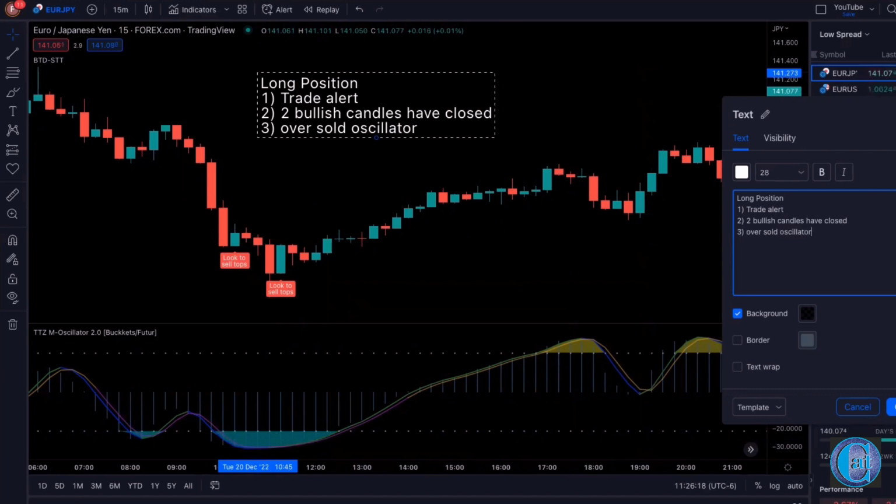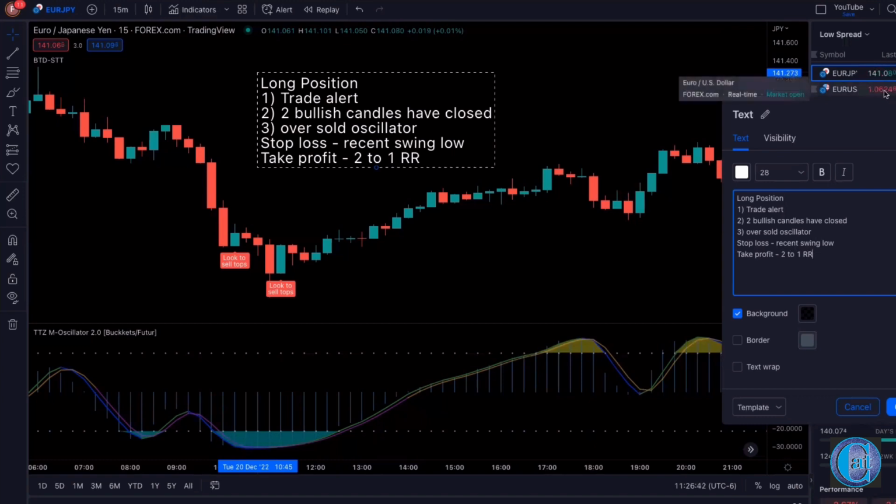And then for this stop loss, it will be the recent swing low. Take profit on this one, we're going to be doing 2 to 1 risk to reward. So even if you have some losing trades, your winning trades are going to more than make up for it.